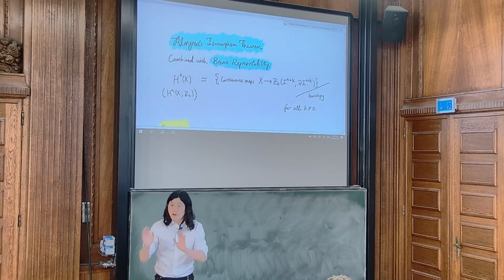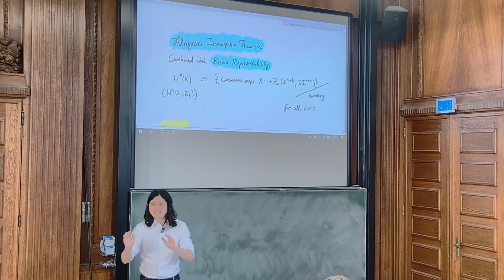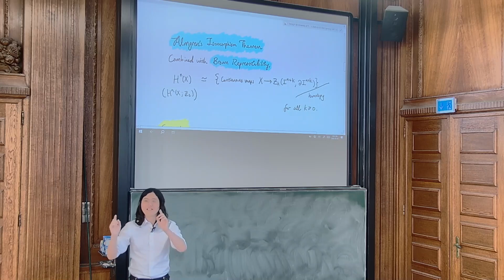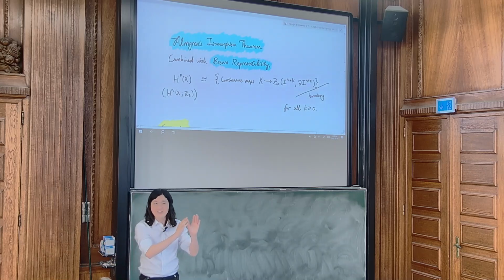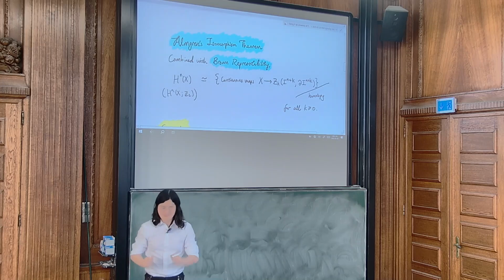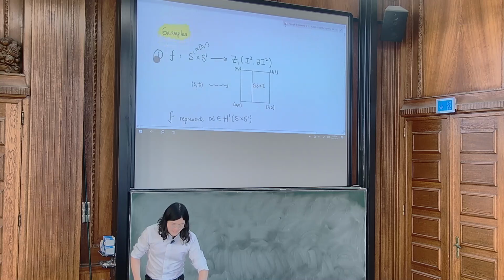So this works for all k. What's important is the codimension. This is k-dimensional relative cycles in the n plus k cube, so the codimension is n. That will tell you what the degree of the cohomology group is that you are representing. So let me just give some examples.